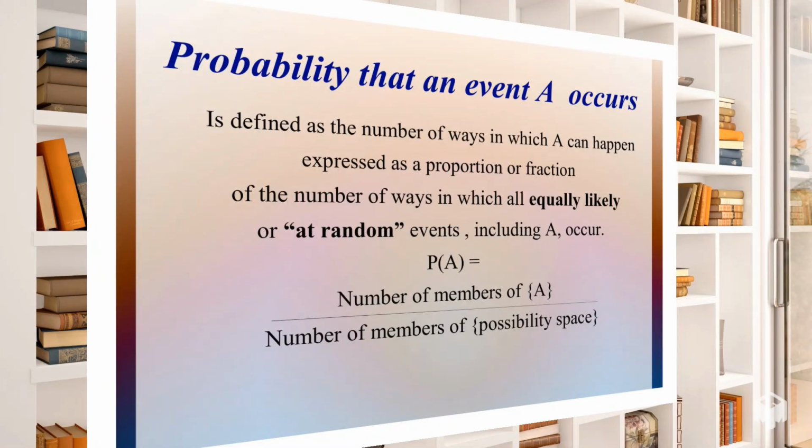Now our definition: probability that an event A occurs. This is defined as the number of ways in which A can happen, and is expressed as a proportion or fraction of the number of ways in which all equally likely or random events, including A, occur. And it's given as the number of members of the set A divided by the number of members of the set, the possibility space.